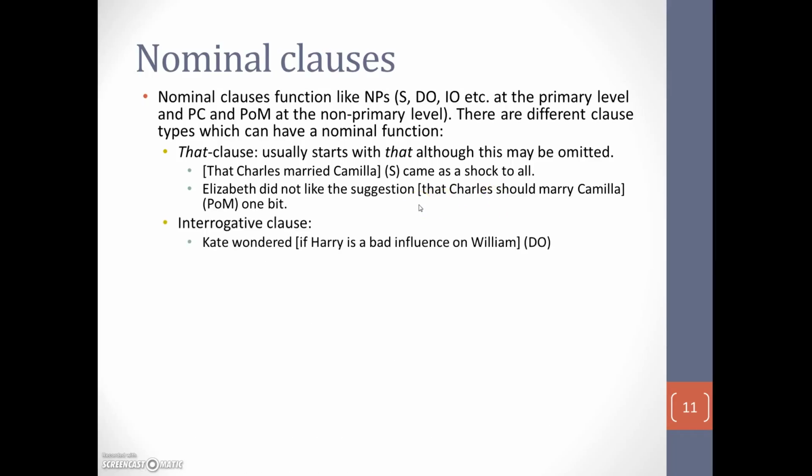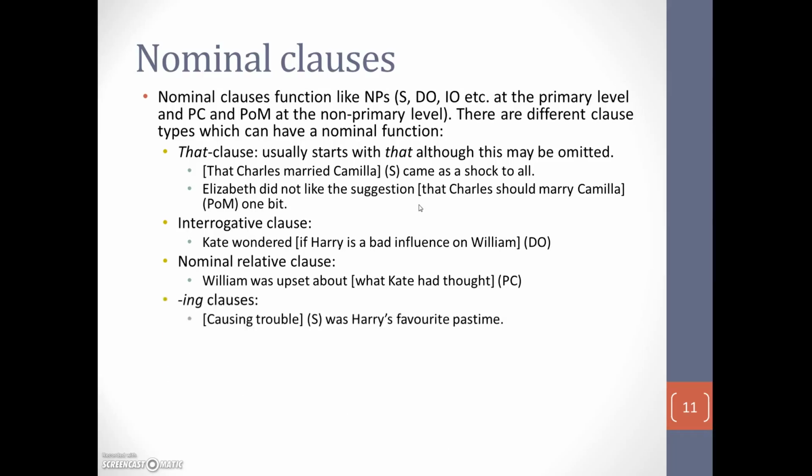We also have interrogative clauses. They can also be nominal clauses. So here we can see it functions as the direct object. Kate wondered if Harry is a bad influence on William. We also have something called nominal relative clauses. So William was upset about what Kate had thought. Here we can see that this nominal relative clause occupies the prepositional complement position. So about here is the head of the prepositional phrase.